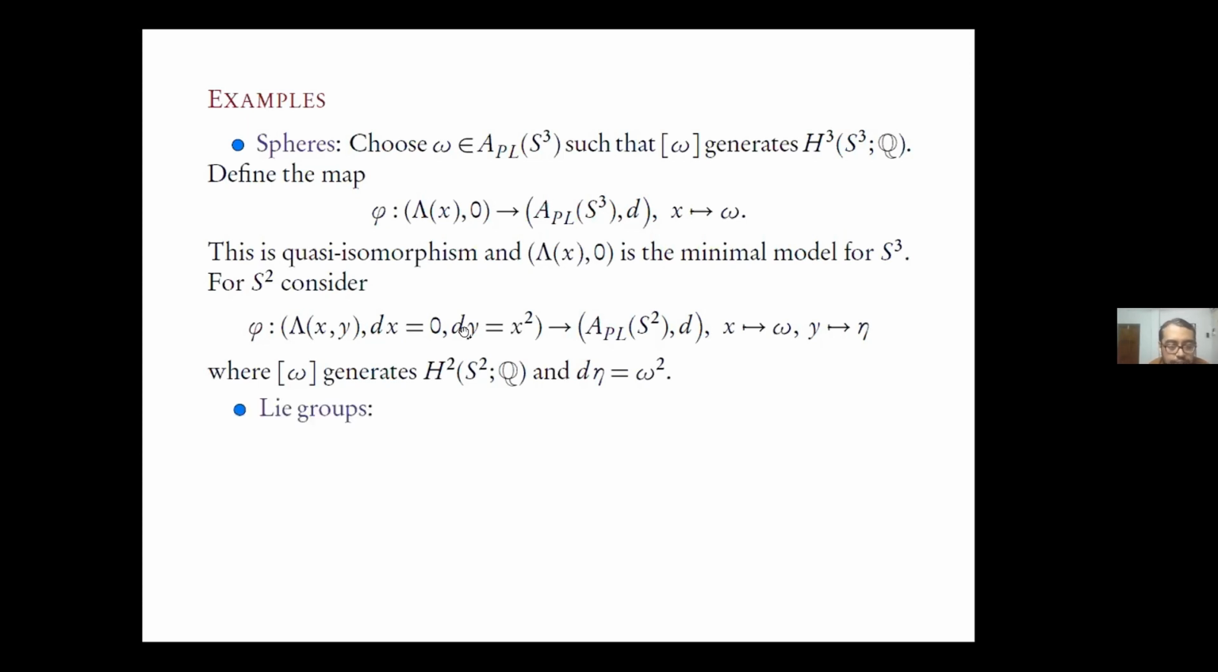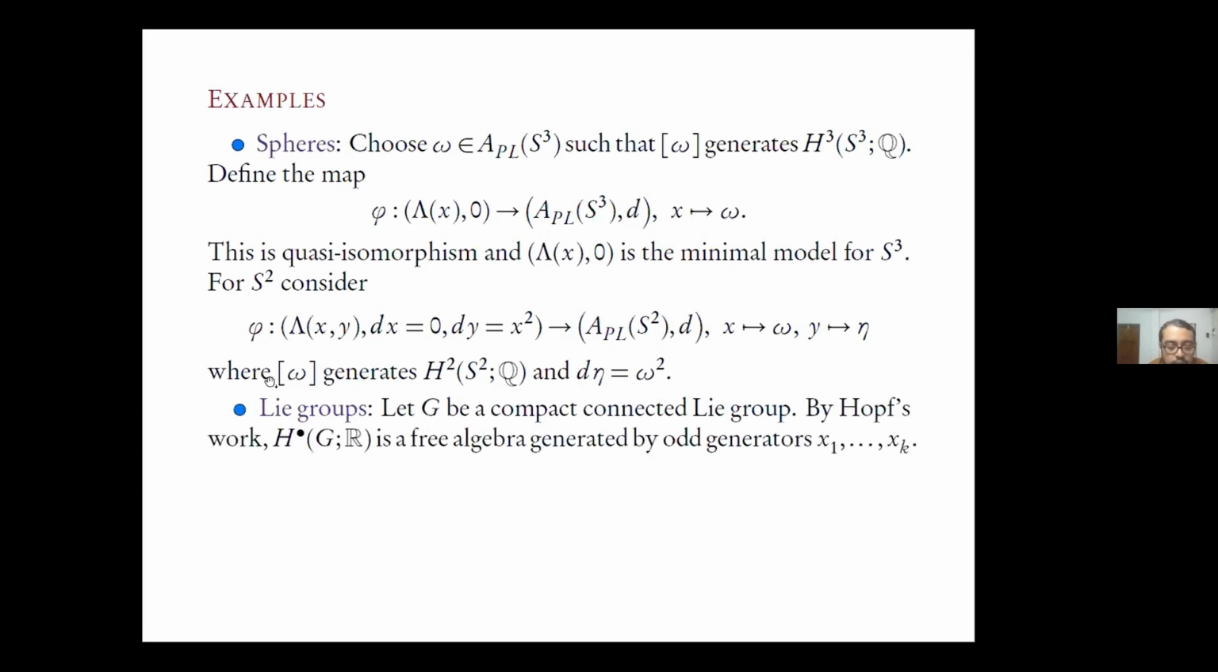Now, what about Lie groups? Well, let's stick to compact connected Lie groups. So by Hopf's work, one knows that the real cohomology is a free algebra generated by odd generators, finitely many. And so once you know this, you already know what to do. I mean, the minimal model really looks like a free graded commutative algebra on a vector space V, which has components only in odd degrees. Okay, and then you can map it by the same kind of method.